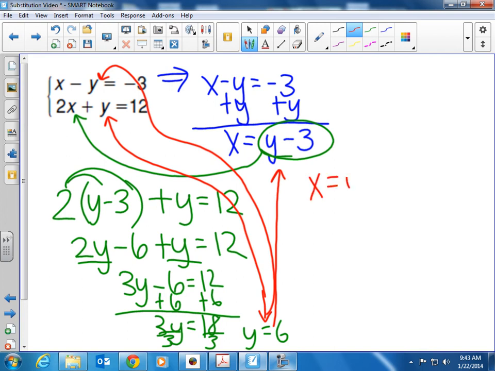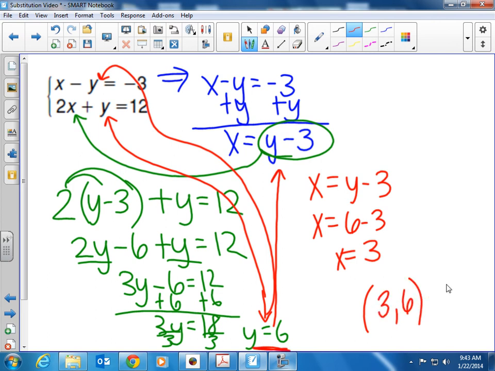So I'm going to take x equals y minus 3, and I'm going to substitute in 6 for my y, so I'm going to get x equals 6 minus 3, which is 3. So now I have my ordered pair. Being very careful to write your x first and then your y. Just because I found y first doesn't mean that's the first number in my ordered pair. X always goes first, or the independent variable.